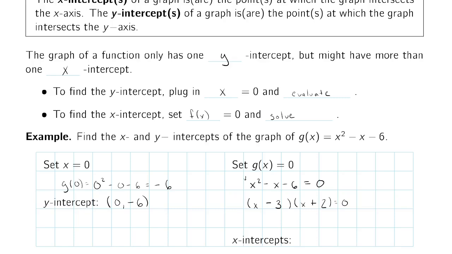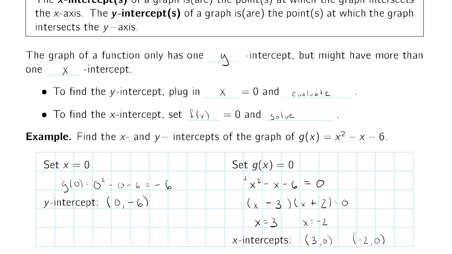x minus 3 times x plus 2 is 0, which means one of the factors has to be 0. Either x minus 3 is 0, which happens when x is 3, or x plus 2 is 0, which happens when x is negative 2. So we have two x-intercepts, one at (3, 0), the other one at (-2, 0). So having found the x and y-intercepts, we have kind of an idea of where we want to draw our graph.